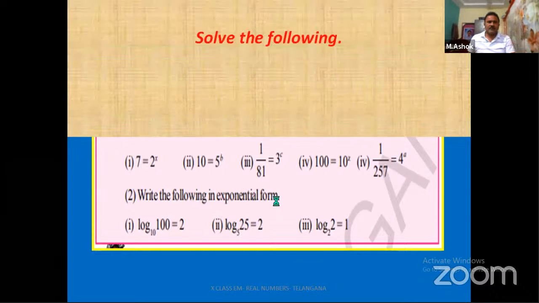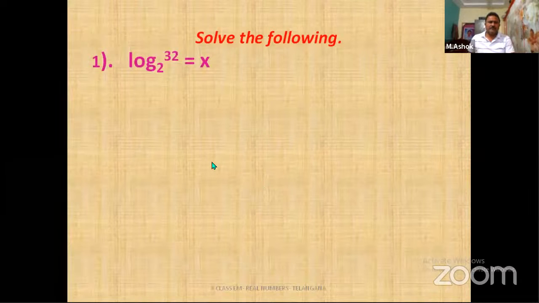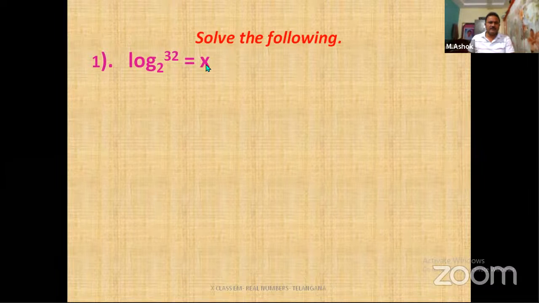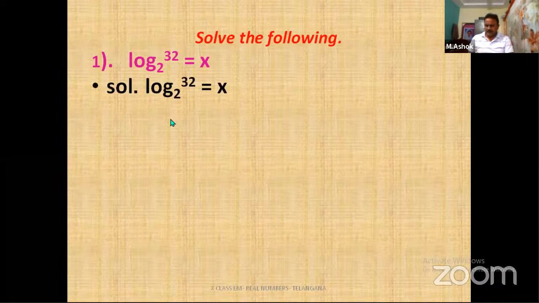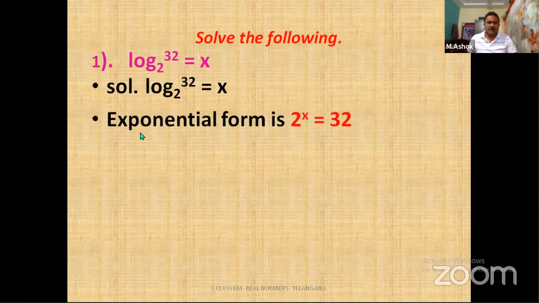Now comes the next topic. Look at one question. Log 32 base 2 is equal to x. You have to solve this one, meaning you have to find the value of x. Logarithm of 32 base 2 is equal to x. In order to solve this one, first of all, you have to write the exponential form of this one. Just now we have seen how to write its exponential form. So 2 to the power of x is equal to 32.